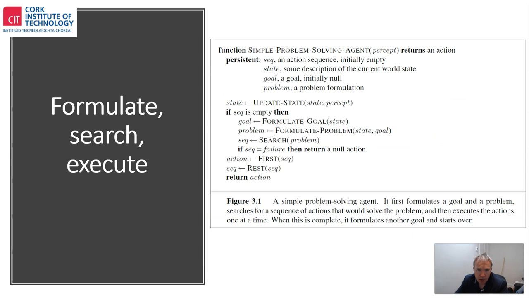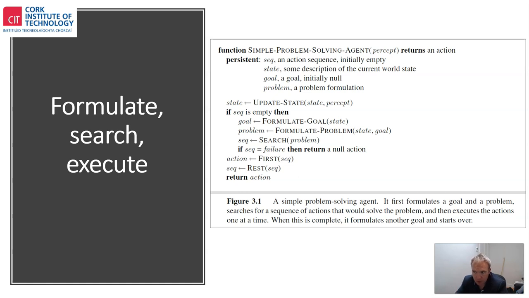Okay. So here's our algorithm for this. Simple problem solving agent takes in a percept, returns an action. Persistent: a sequence, an action sequence, initially empty; state, some description of the current world state; goal, initially null; and problem, a problem formulation. So initially we update the state by passing in our current state and our percept. If sequence is then empty, so if we have not formulated a goal as of yet, we pass the state to the formulate goal function.